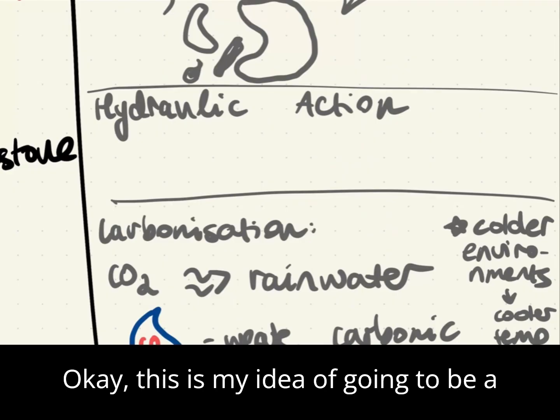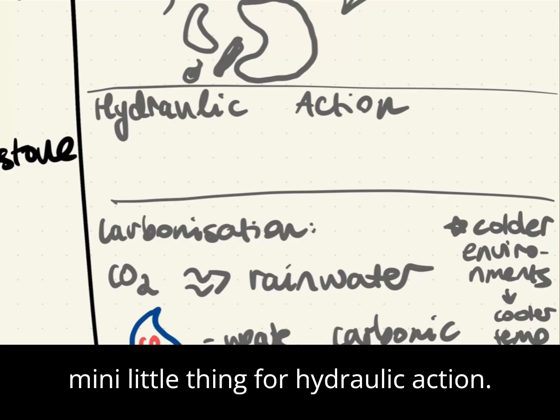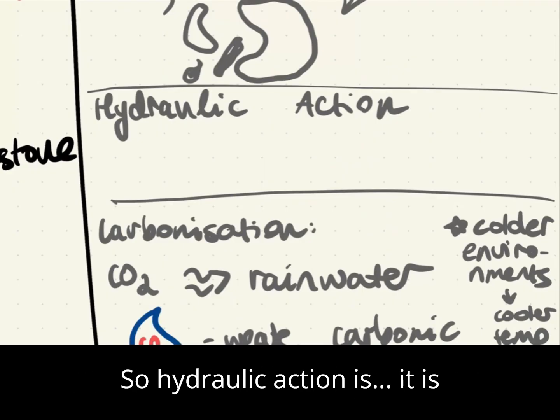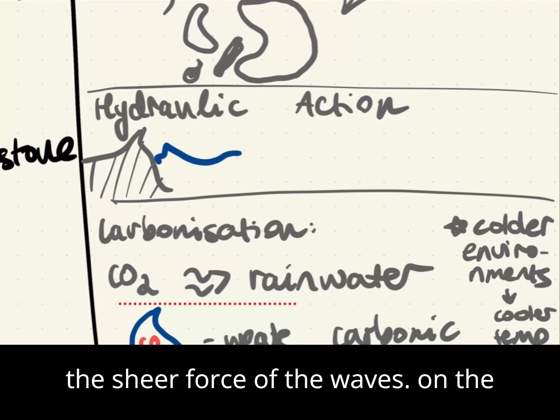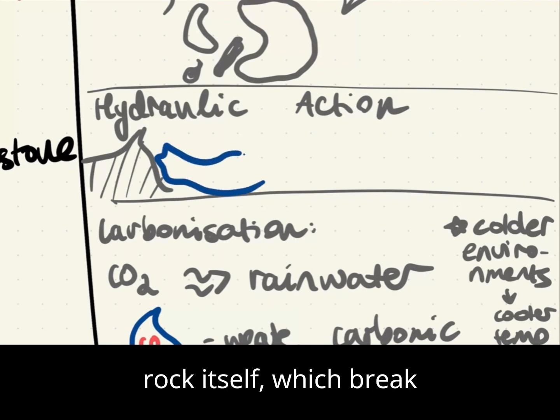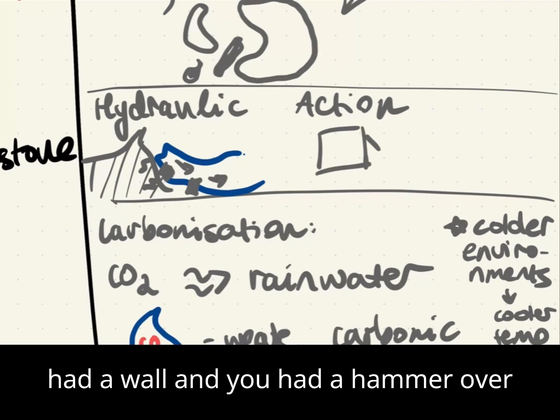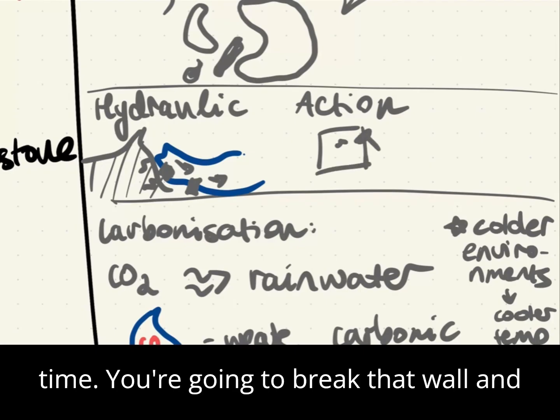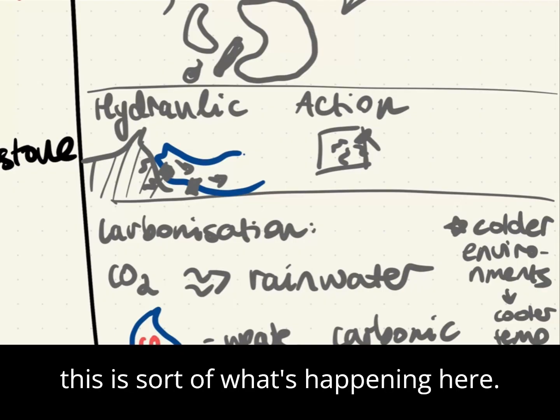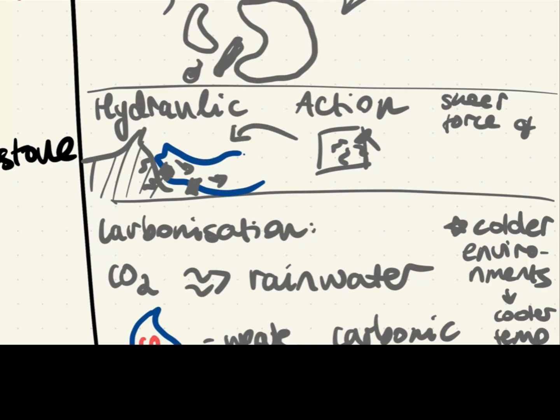Okay, this is my idea. We're going to make a mini little thing for hydraulic action. So hydraulic action is the sheer force of the waves on the rock itself, which breaks apart the rock and makes it fall. It's like if you had a wall and you had a hammer. Over time, you're going to break that wall, and this is sort of what's happening here.